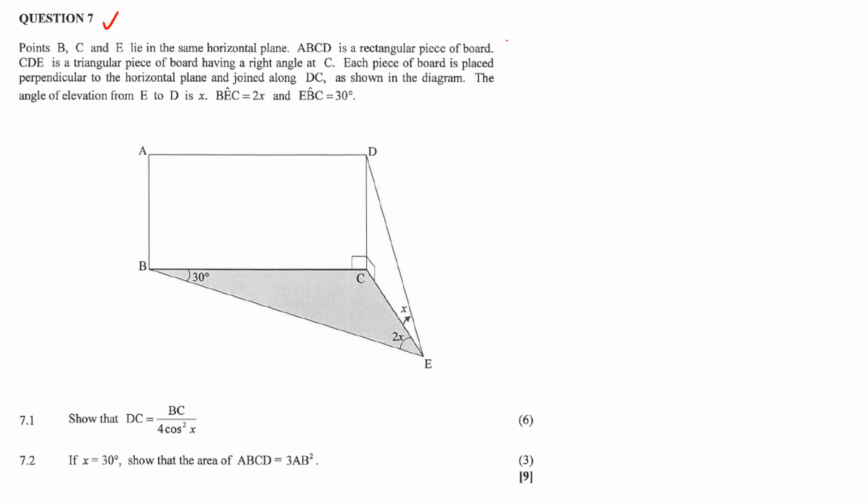Right, in question 7.1, points B, C, and E lie in the same horizontal plane. ABCD is a rectangular piece of board. CDE is a triangular piece of board having a right angle at C. Each piece of board is placed perpendicular to the horizontal plane and is joined along DC, as shown in the diagram.